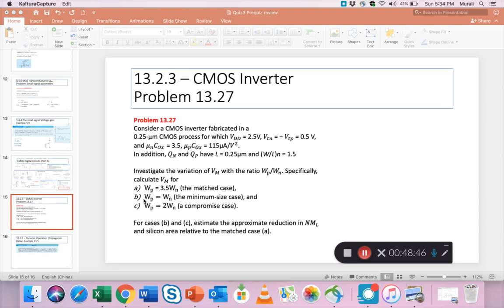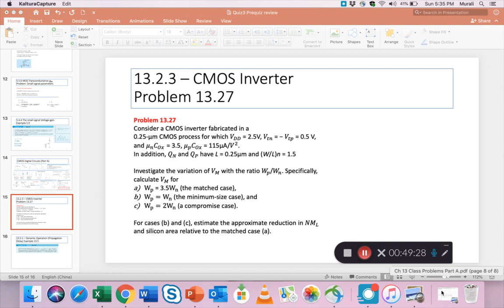When they are set equal, Wp equals Wn, then it's the minimum size because the area is the minimum possible, but then the performance, the noise margins won't be so good, and the propagation delays will be higher. Then between this and this, there is a compromise, a middle point, and that is generally what's used a lot in the industry, and that is where Wp becomes twice Wn. So for all these, estimate what happens to Vm and what happens to NML, the noise margin, and also the silicon area. So all this is what we have to look at.